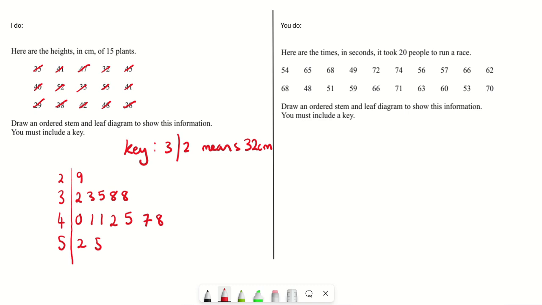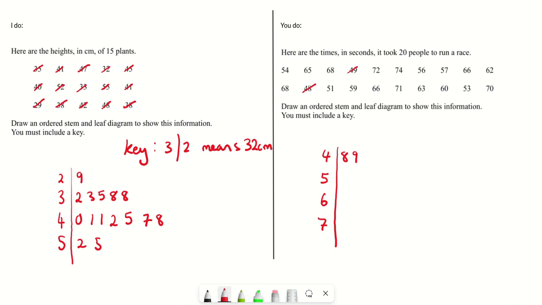Okay, well done. So we look for the smallest value, which I believe is 48, and the largest value, which is 74. So therefore, I know that the stem is going to be from 40 to 70. So I look for the smallest value and I cross off as I go. So the first one is 48. The next one is 49. And that is our 40s done.